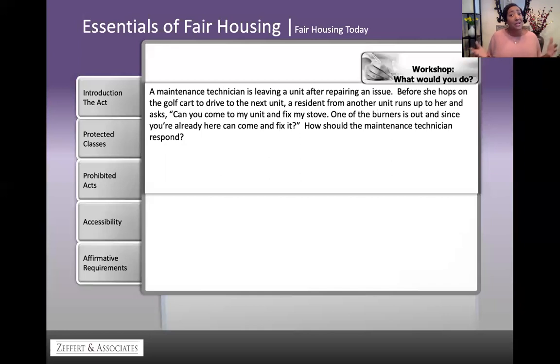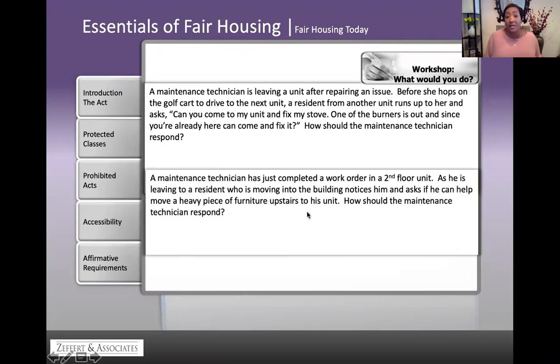All right. So again, as I mentioned to you, fair housing discrimination is not always intentional. There are things where, by not following rules and procedures and understanding the fair housing laws, you can find yourself in a fair housing violation.